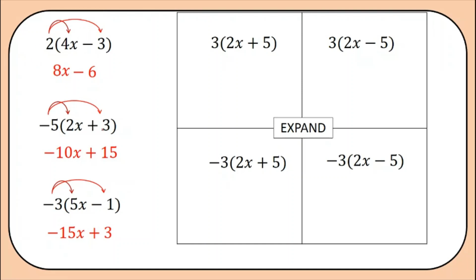Okay, so you can compare the results you've got here with how the negatives are forming. Notice particularly this last one, where the negative 3 outside and the negative 1 inside multiplied together to give a positive 3.